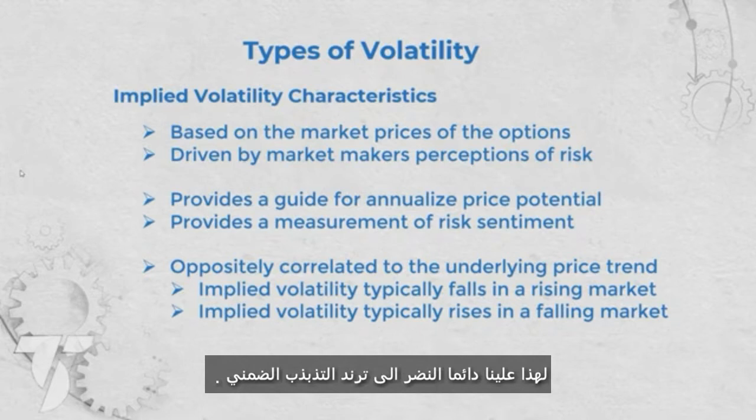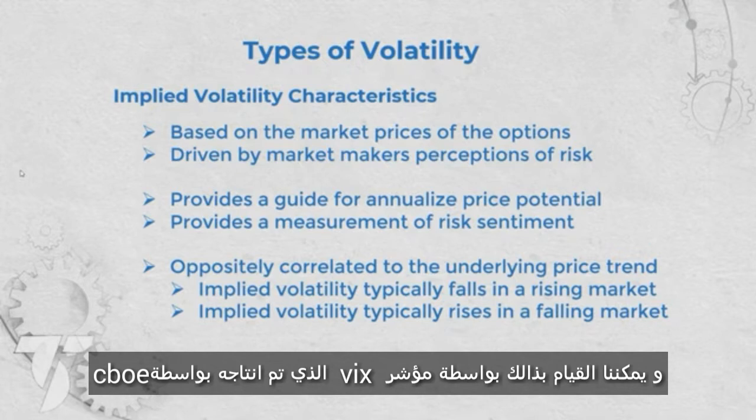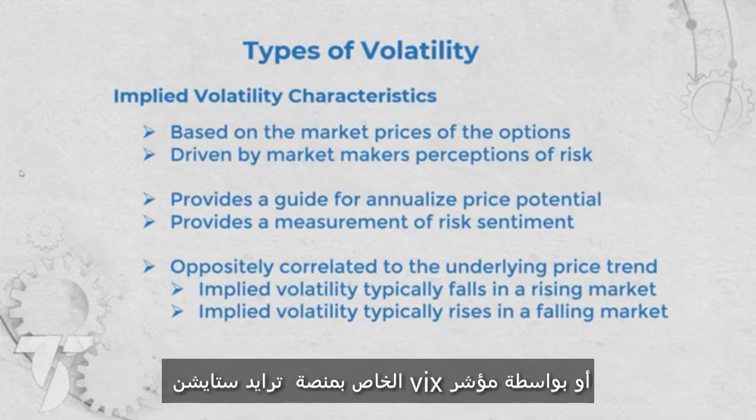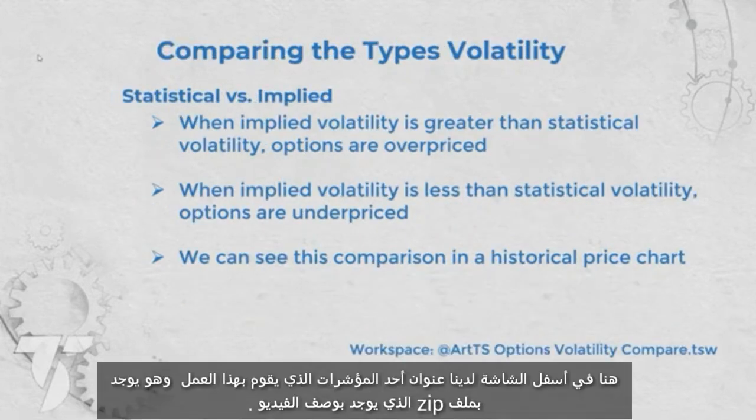So we always look at the trend of that implied volatility number. And we can do that with VIX, which comes from the CBOE, or we can do that with the TradeStation VIX for each optionable stock. And that's an incredible feature to have at TradeStation. Here in the bottom right of the slide, you'll notice that this is one of the workspaces that is in that zip file that I put into the chat.